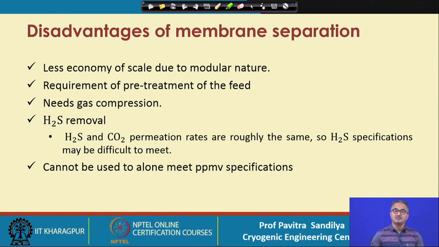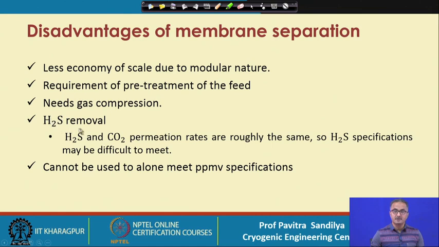On the other hand, these membrane systems also have several disadvantages. Because we need several modules, and these modules have to be connected externally by pipelines, overall by using the modular structure, the capital cost increases, and along with that the operating and maintenance cost also increases. Then we need feed pre-treatment before the mixture is sent to the membrane module. Then gas compression is needed, because the membrane works well when we have a high pressure difference between the permeate side and the retentate side.